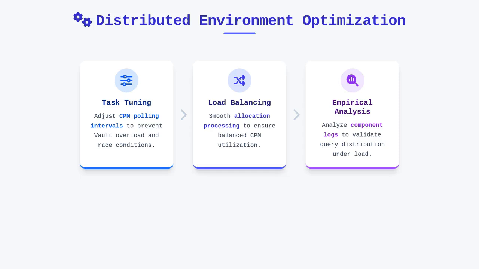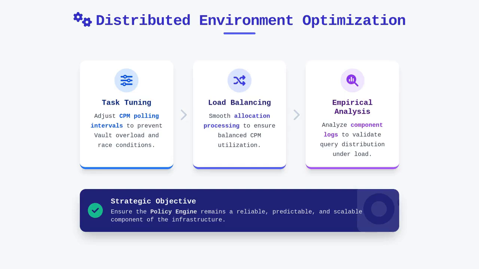We should also analyze the component logs to understand how query distributions are performing under load, as this provides empirical data on where adjustments to the interval settings are required. Maintaining a healthy environment is a continuous exercise in observing how these segregated domains interact with the central vault, ensuring that as the enterprise scales, the policy engine remains a reliable and predictable component of the infrastructure.